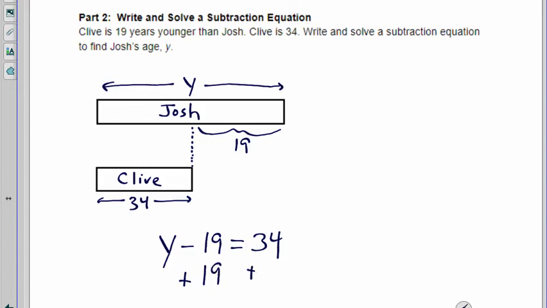So I can do that to the left. If I do it to the right, I'm going to add 19 to both sides. I'm left with y equals 53. So Josh is 53 years old.